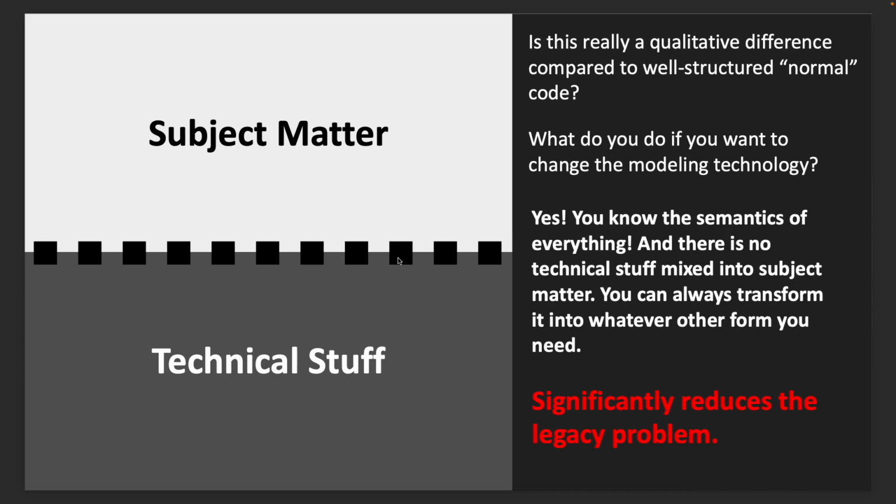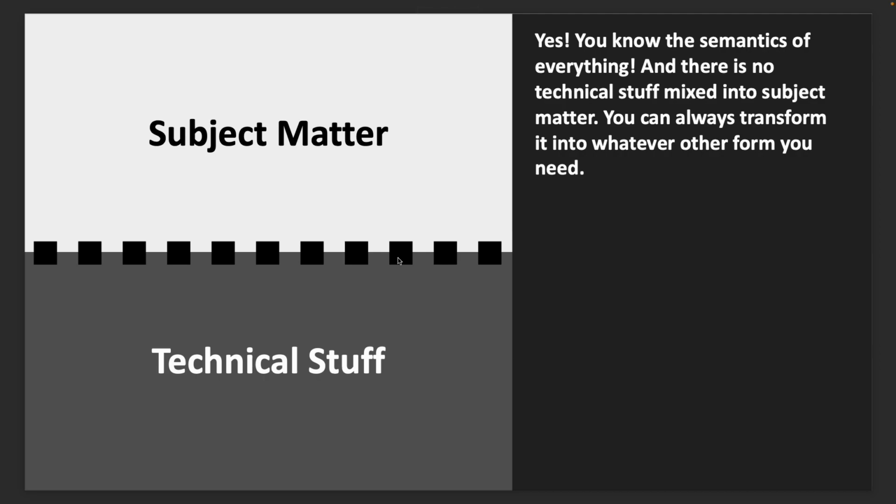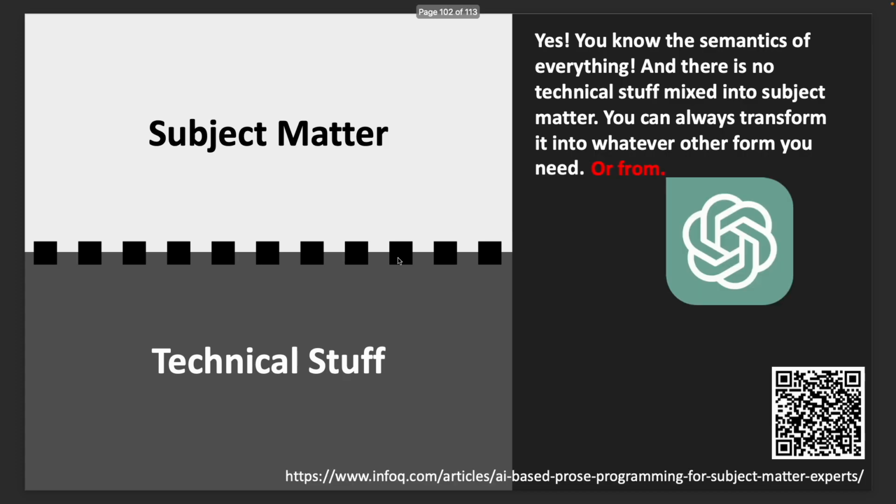It's obviously always a bunch of details to consider, but luckily they also had unit tests, and so they could be reasonably sure that the technical transformation of the modeling technology kept all the semantics of the actual subject matter models the same. So again, because you understand the semantics of everything, and there is no technical stuff mixed into the subject matter, you can always transform it into whatever other form you need, or from.